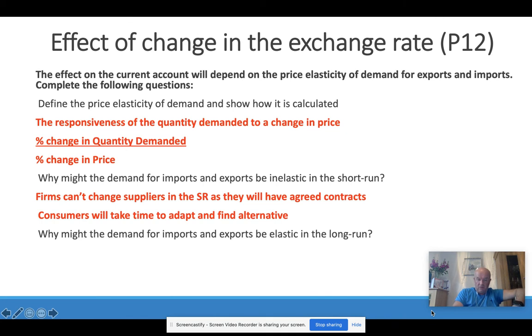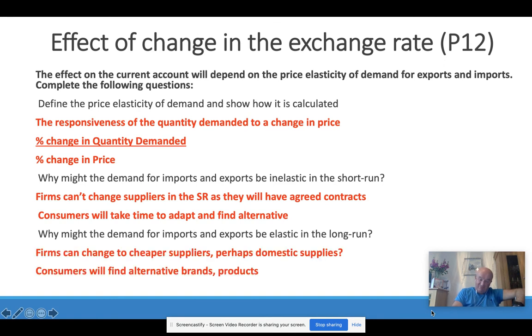But let's have a look and see why in the long run imports and exports demand might be more elastic. Well, two things really. One, clearly firms can change to cheaper suppliers or perhaps domestic suppliers, and also consumers in the longer run will have a chance to look for alternative brands and products. So chances are that in the longer run, demand for imports and exports is going to be more elastic as a result of that.